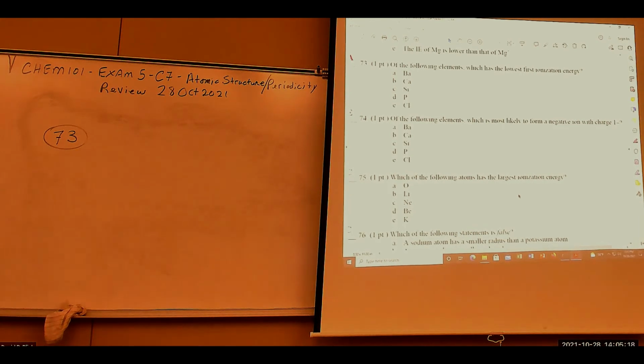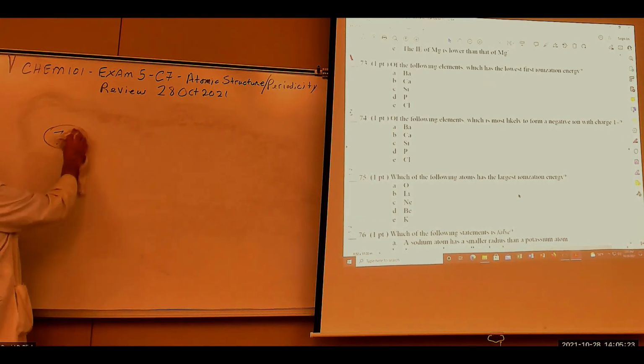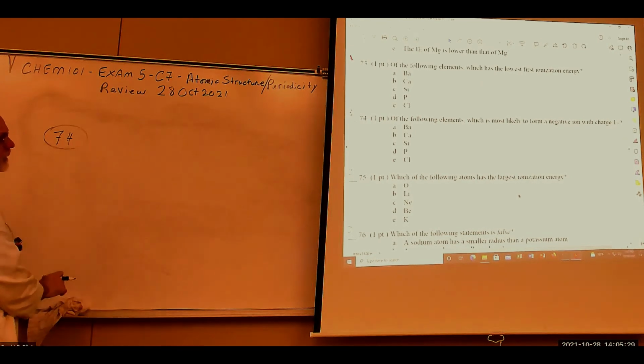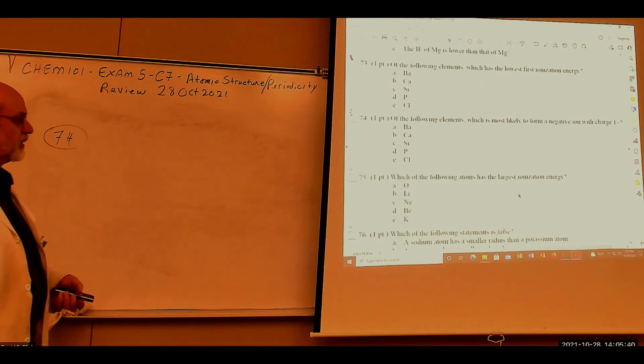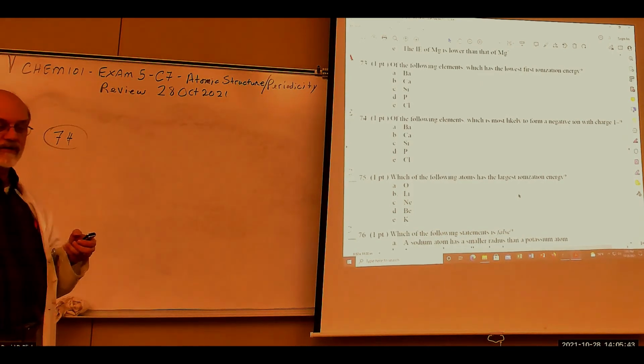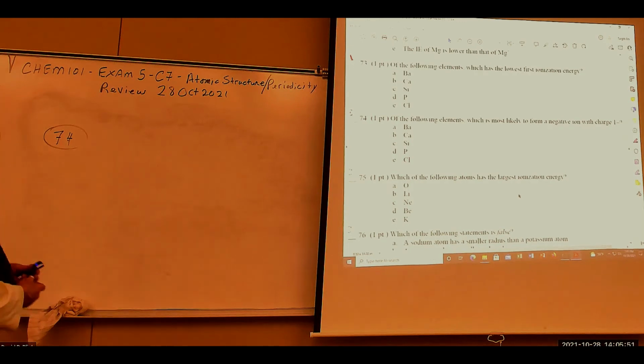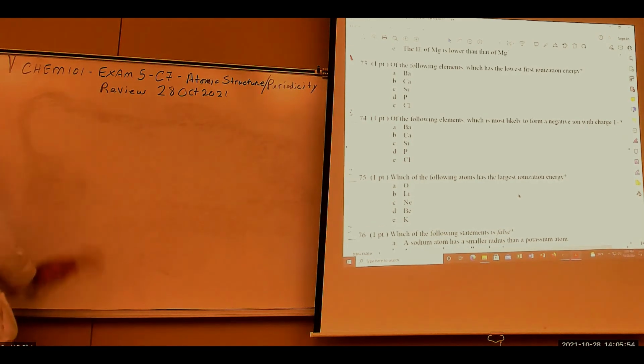74, of the following elements, which is most likely to form a negative ion with charge 1-? Actually, that's pretty simple. Most likely to form an ion with a -1 charge is a halogen. So we got a halogen right here. That was too easy. Let's see, what's the next one on the agenda?